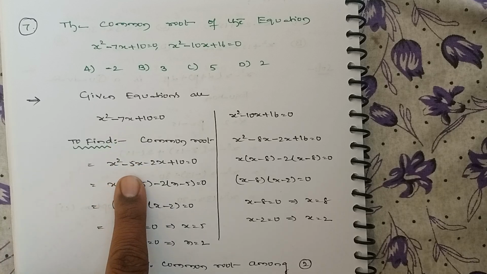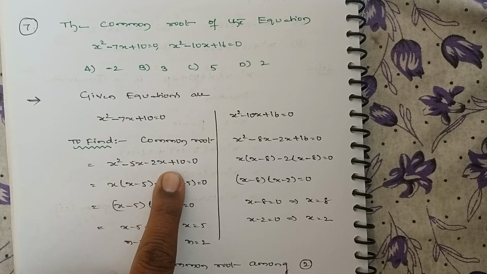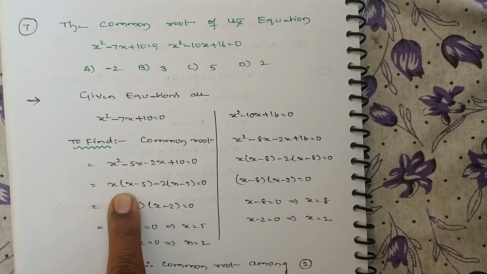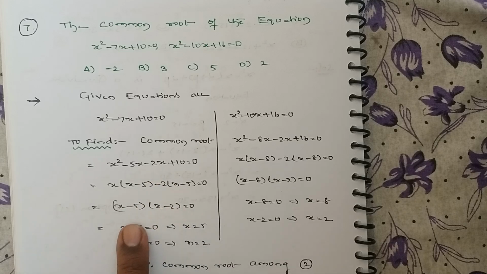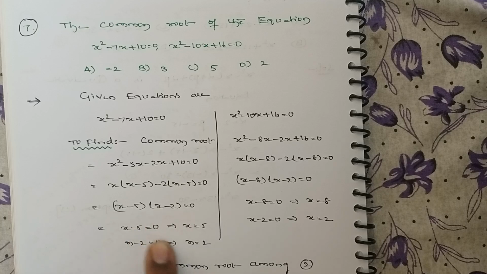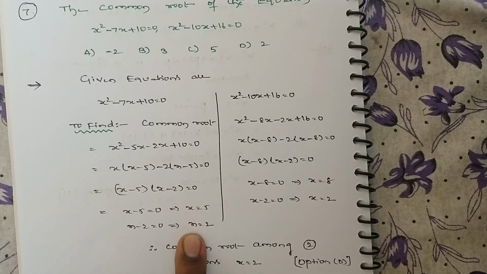So x square minus 5x minus 2x plus 10, guys. From the first two terms you can take x common, we get x minus 5 as a common. Then minus 2 as a common, so we get x minus 5. So overall we can take x minus 5 as a common, we get x minus 5, x minus 2 equal to 0. So if we equate to 0, we get x equal to 5 and x equal to 2, guys.